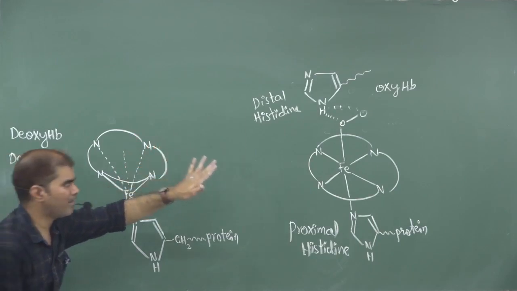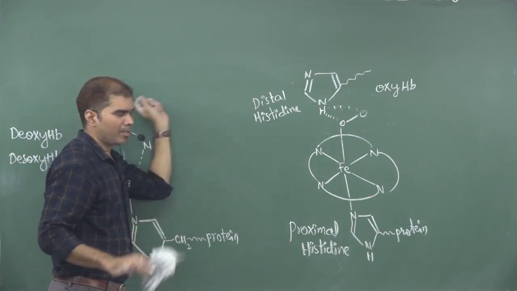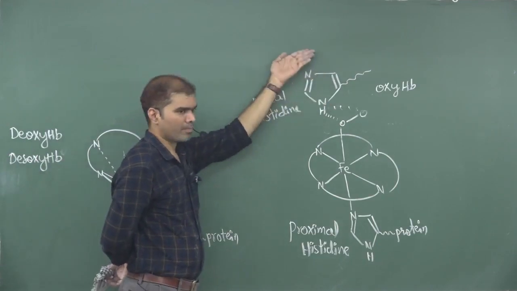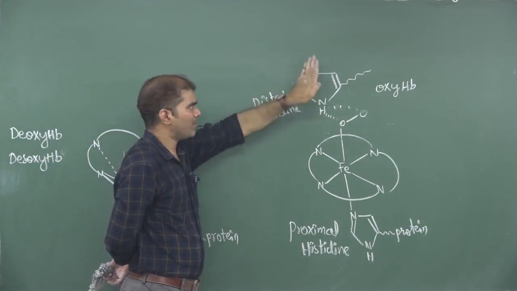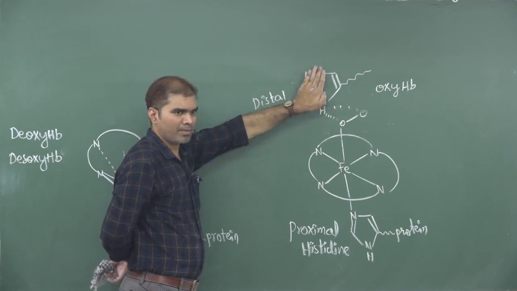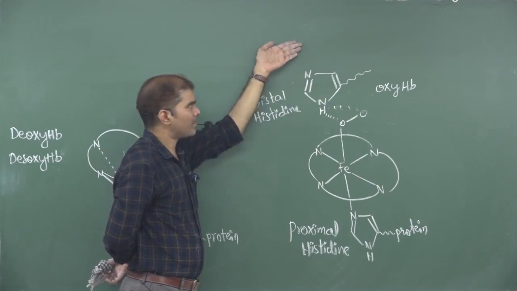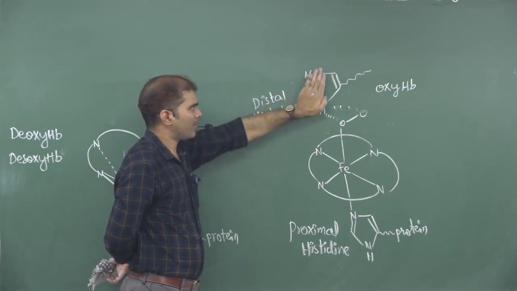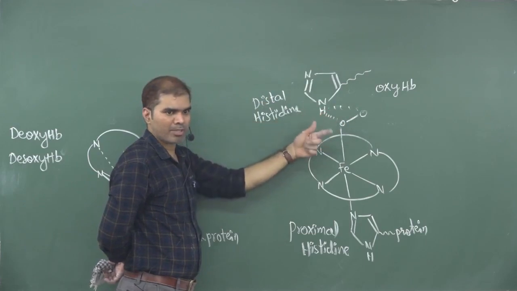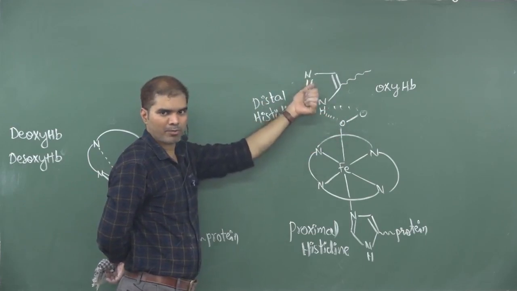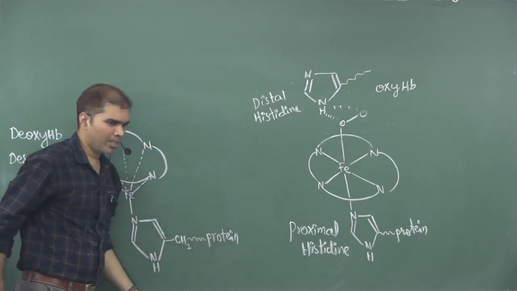Whenever dioxygen is absent, that distal histidine is also present here. I just did not draw it, but it will be like this. But whenever dioxygen comes, slowly this will move. It means whenever dioxygen is absent, it is not important. But whenever dioxygen comes, it completely changes its conformation and makes a hydrogen bond that will offer some stability. So that is the important role of distal histidine. Okay? Finish diagram.